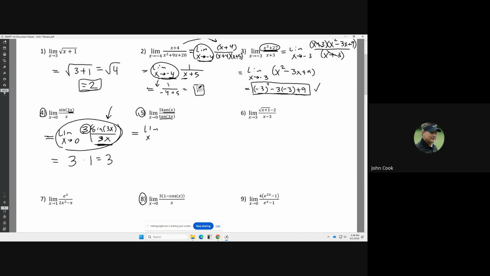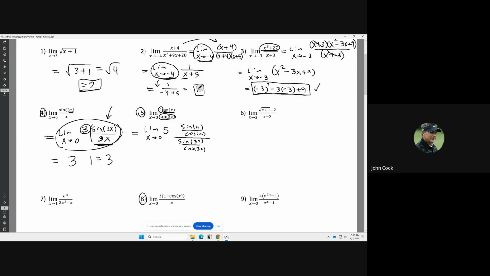So we take the limit as x goes to 0. I'll take that 5 out of it. And let's just work on the tangent. So tangent ends up being the sine of x over the cosine of x. Then over that, we're going to put this other tangent, and that's also sine over cosine. But since we have a 3, it's going to become the sine of 3x over the cosine of 3x.